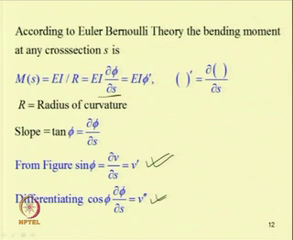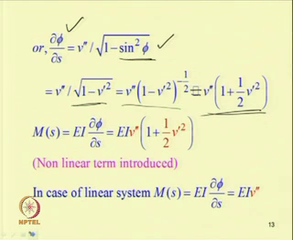So, this del phi by del S we can write in terms of M_s. M_s equals E I del phi by del S, equal to E I V double dash plus half V dash square. So, in this way the nonlinearity is introduced in the system.